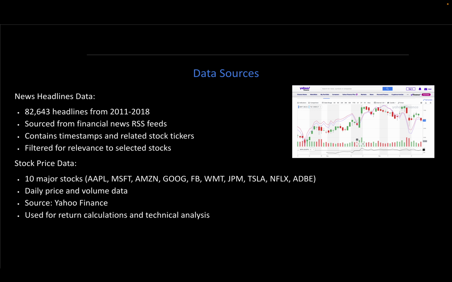As for our data sources, we have the news headlines data and the stock prices data. The stock prices will be handled by Yahoo Finance, and the headlines data will be handled by our NLP model. It has all the headlines from 2011 to 2018, sourced from RSS feeds. It contains a timestamp, which is very crucial for creating our time period for the selected stocks. And we have the stock price data of Google, Amazon, Facebook, JP Morgan, and Tesla.